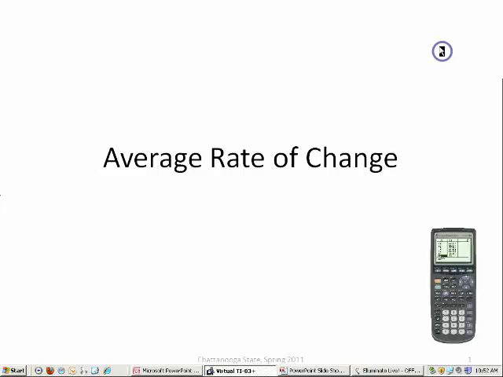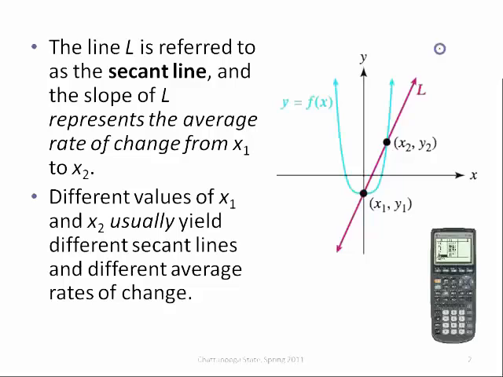Average rates of change. When we find an average rate of change for a function, we basically are finding the slope of a line that goes through 2 points on that function. Now, if we have a linear function, of course that slope is going to be the same everywhere. But in any nonlinear function, each pair of points that you use will yield a different average rate of change. So in this diagram, the blue function is the function f of x.